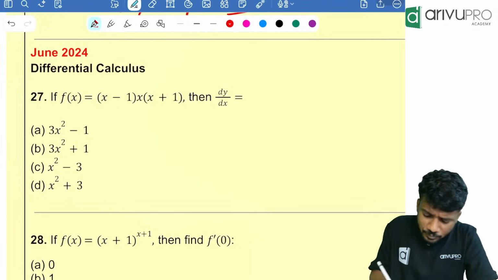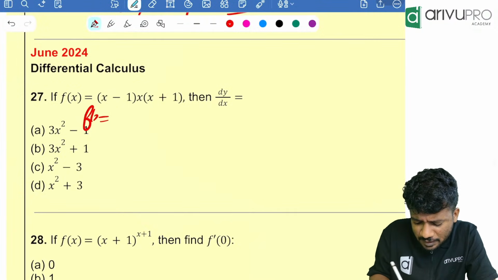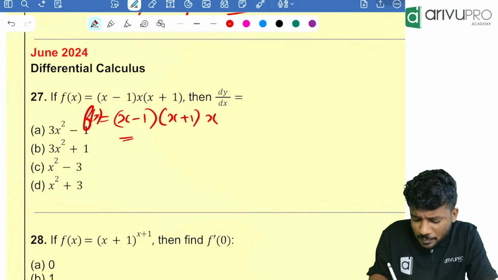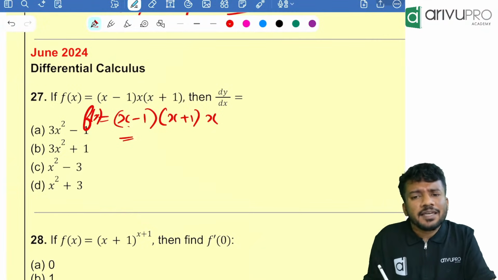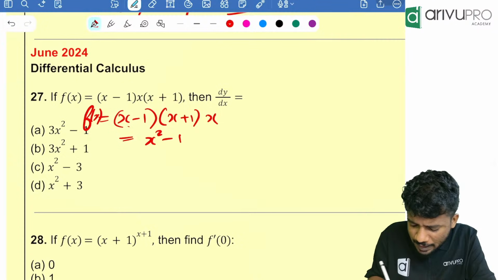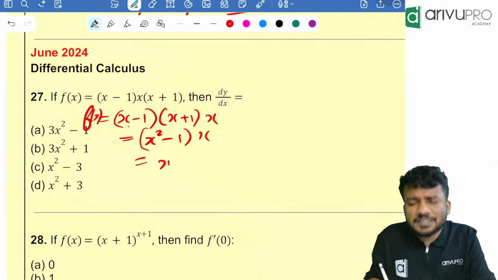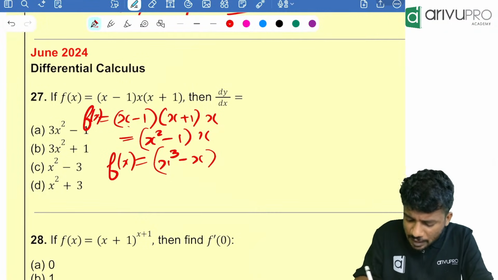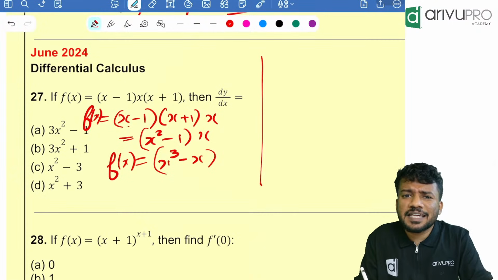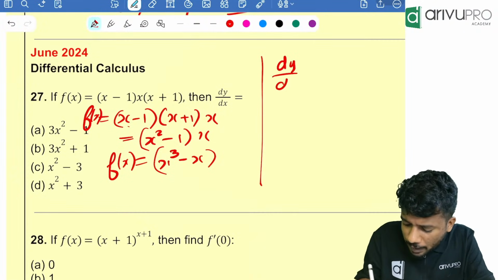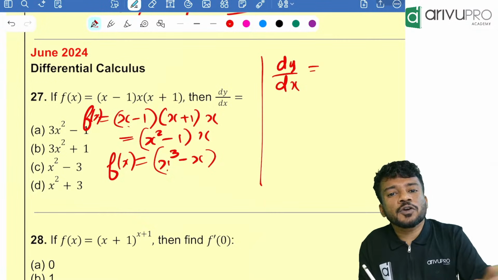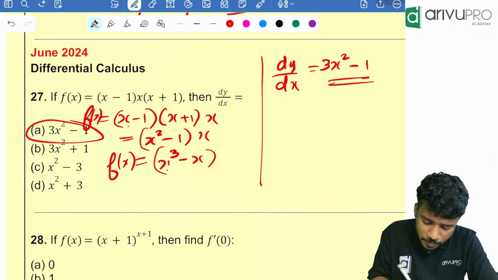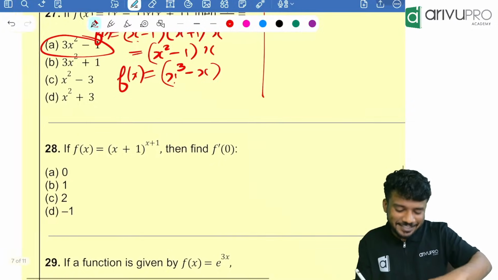Now, how to solve this? I will rewrite f of x. Can I write it as x minus 1 into x plus 1 into x? That is a minus b into a plus b, which is a square minus b square. So it will become x square minus 1 into x, which is x cube minus x. So that is the value of f of x. We need to find dy by dx, that means the derivative of f of x. dy by dx is equal to the derivative of x cube, which is 3x square, minus 1. Direct answer. Which option? Option A is your answer. Very easy question. Yes. Next question.